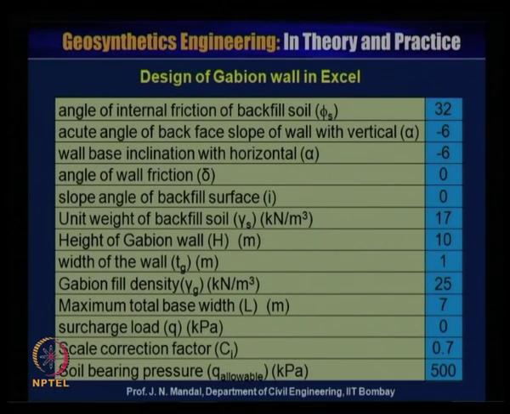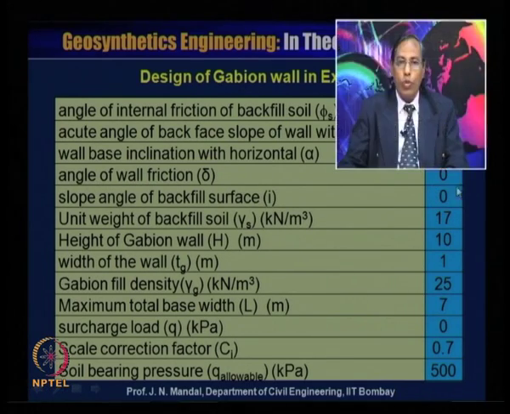Now, here in the Excel form is shown the design of the gabion wall in Excel. If you know the angle of internal friction of the backfill soil, you can put phi as 32 degree. Acute angle of the backfill slope wall with vertical is -6. Wall face inclined with the horizontal alpha is equal to -6. Angle of wall friction delta is equal to 0. Slope angle of backfill soil i is equal to 0.